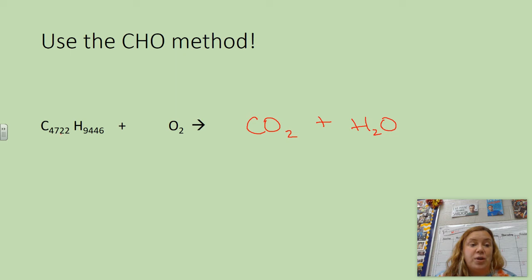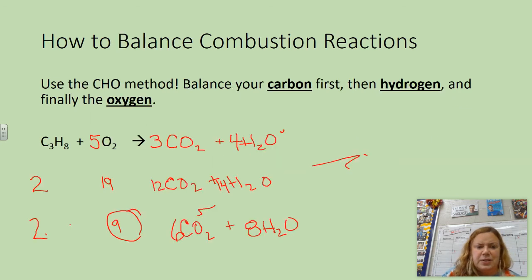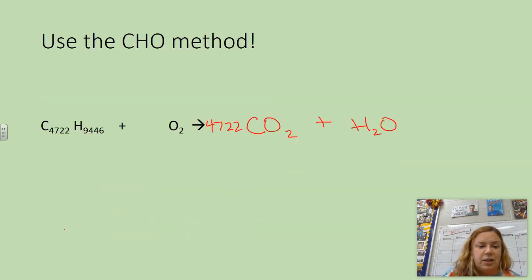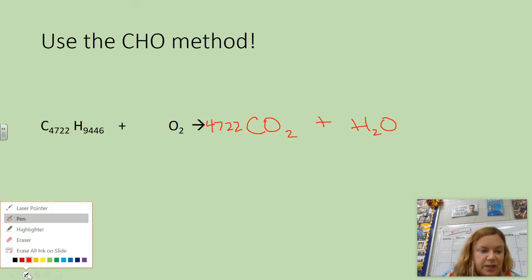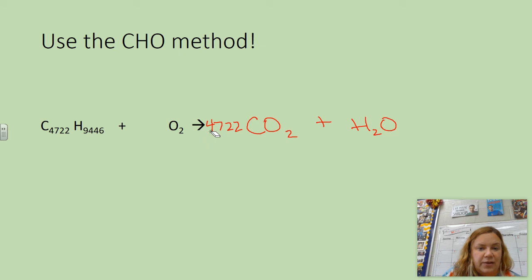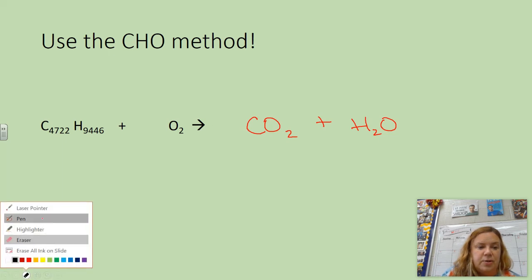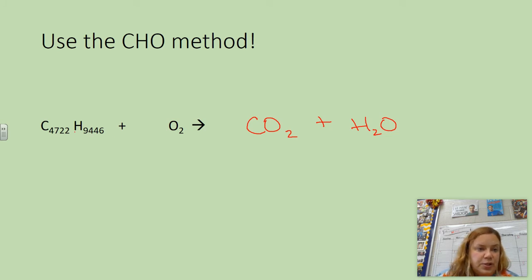So first, let's check 4,722. So we have 4,722 carbons. And then 9,446. What I'm going to find is that's going to be an odd number if I divide that in 2. So I realize that's not going to work. So I come down here and I'm going to erase. And what do we do? When in doubt, and if we can't make something work, then we start again and we double our hydrocarbon. So I'm going to put a 2 in front of my hydrocarbon.